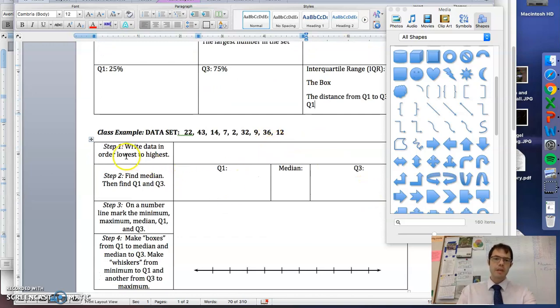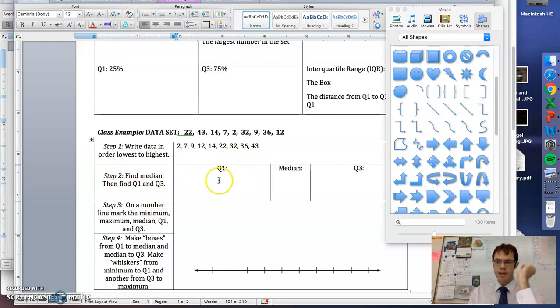So here we have an example. Step 1 is to write the data in order from lowest to highest. So I've got my data, and I'm going to rewrite it in order. So it's got 2, 7, 9, 14, correct me if I'm wrong here, everybody. 12. Yeah, totally wrong. Did you catch that? I was testing you. 2, 7, 9, 12, 14, and then what do we got next? 22, 32, 36, 43. Did I get them all? 1, 2, 3, 4, 5, 6, 7, 8, 9. 9 numbers accounted for.